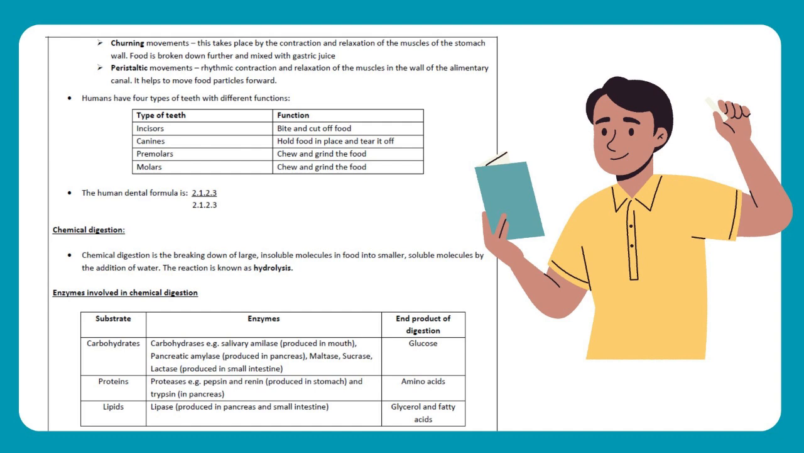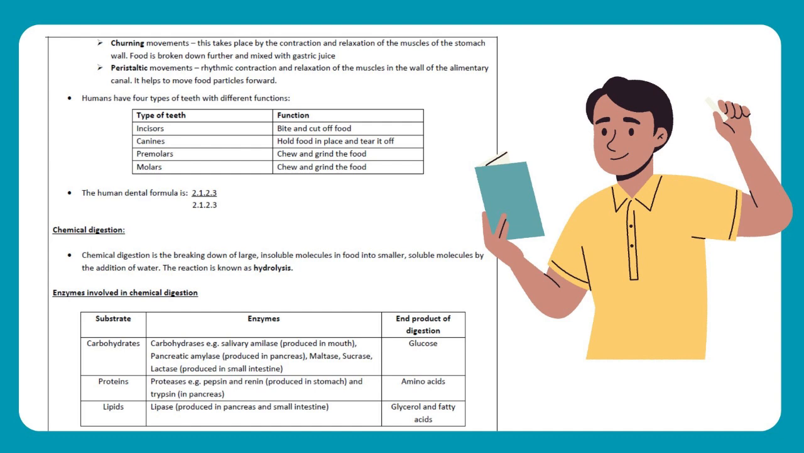Humans have 4 types of teeth with different functions. Type of teeth, function. Incisors bite and cut off food. Canines hold food in place and tear it off. Premolars chew and grind the food. Molars chew and grind the food. The human dental formula is 2.1.2.3.